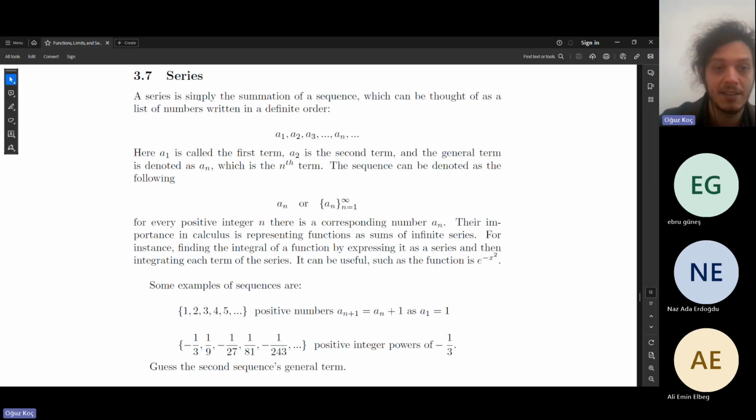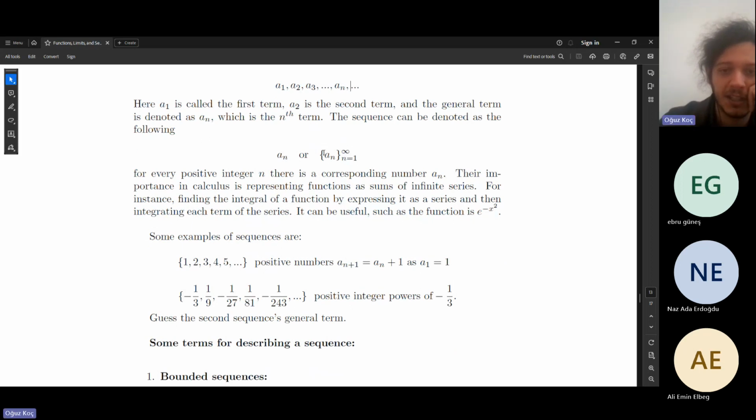A series is simply the summation of the terms of a sequence, which can be thought of as a list of numbers written in a definite order. Actually, it's one sequence, and those are the terms of the sequence. The first term of the sequence is a1, the second term a2, the third term, and the nth term. The summation of those terms gives us the series, while the list of these terms gives us the sequence.